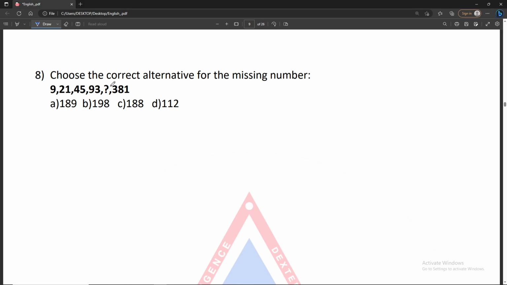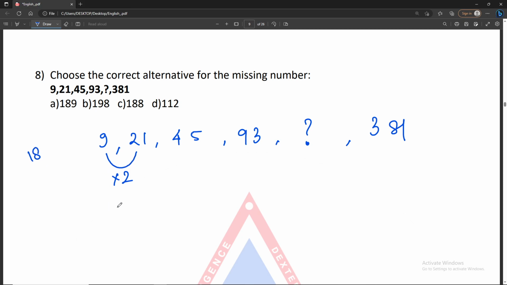Okay, let's go to the next question. The next question is to find the missing number. The numbers given are 9, 21, 45, 93, a missing number, and 381. If you look closely, 21 is around 9 times 2, that is 18. 9 times 2 is 18, but here it is 21, so we have to add 3. 18 plus 3 is 21.